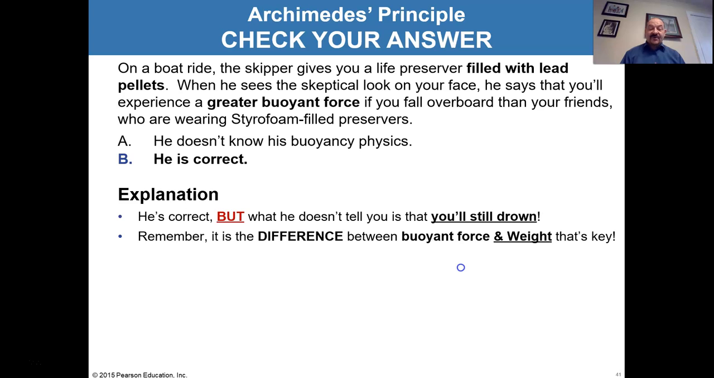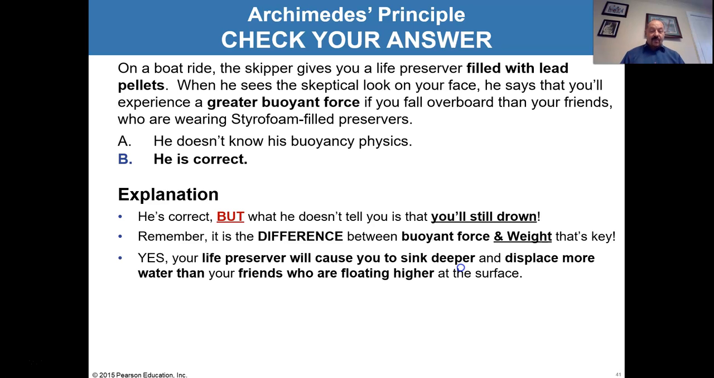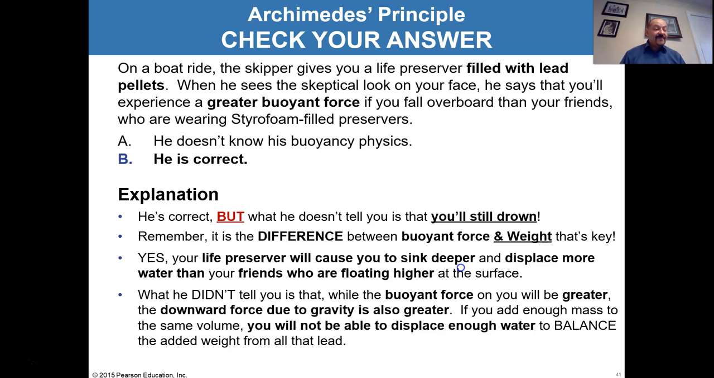But remember, I told you, it's not important what the buoyant force is when you're worried about sinking or falling. It's the difference between your weight and the buoyant force that's important. The second he gives you a lead vest, you will sink more, you will displace more water. Absolutely, so your buoyant force will be greater. The problem is you also weigh a lot more, and the new extra added buoyant force cannot compare to the extra added weight. You've made your whole body denser on average.